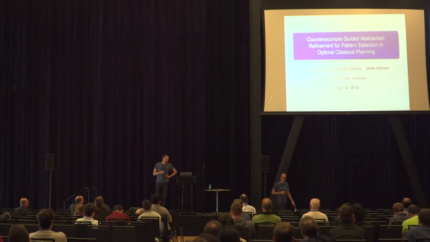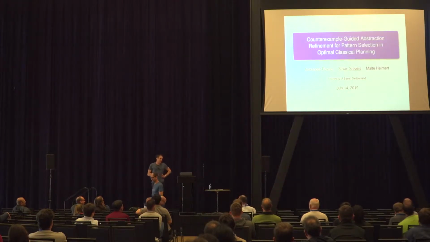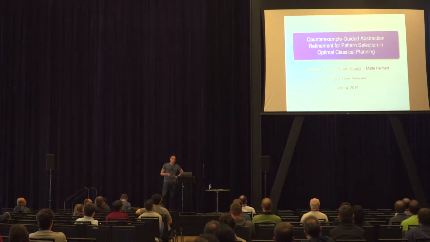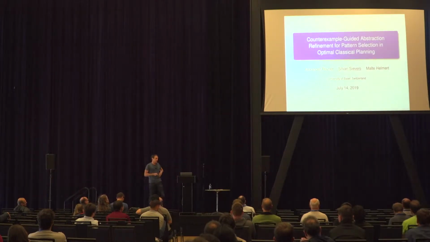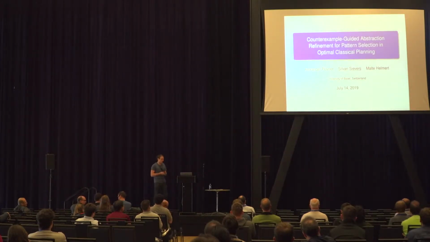Okay, thanks. So I will read it out, I guess. So this talk is about counterexample-guided abstraction refinement for pattern selection in optimal classical planning, which is work that mainly Alex has done during his bachelor thesis, and which is also joint work with Malte.